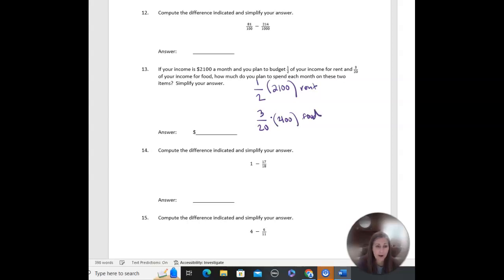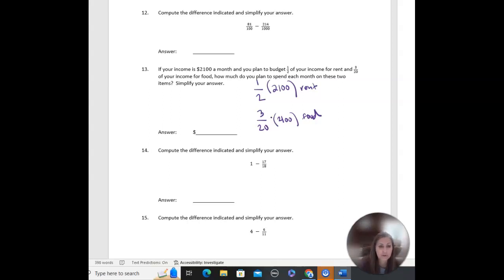Now let me reread my problem, make sure I've set it up correctly. If your income is $2,100 and you plan to budget half of your income for rent and 3/20 of your income for food, how much do you plan to spend each month on these 2 items?